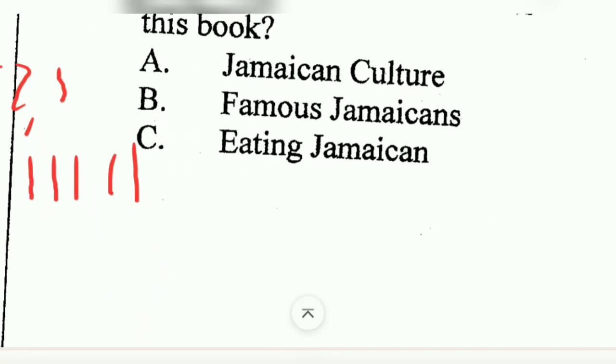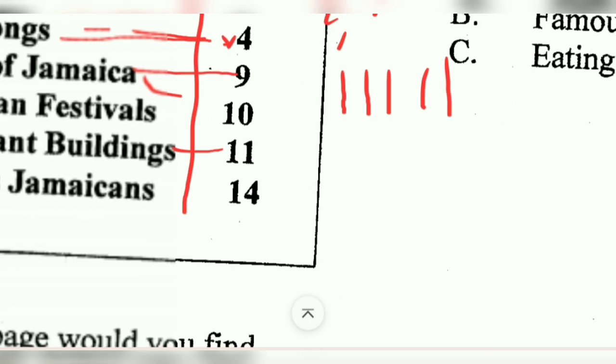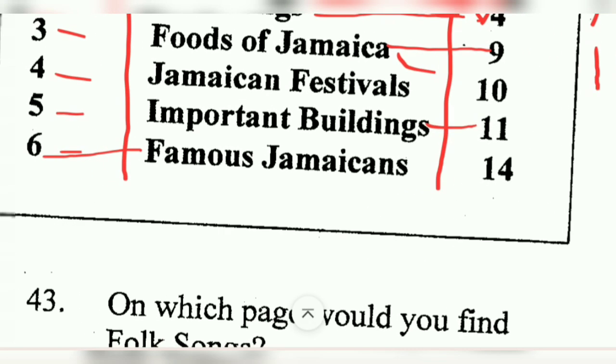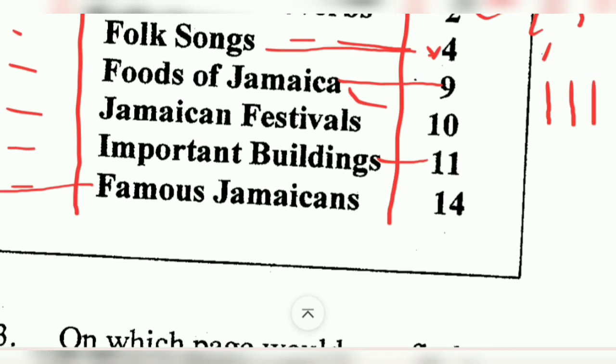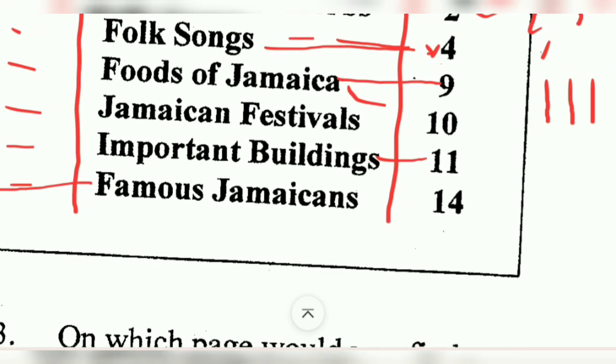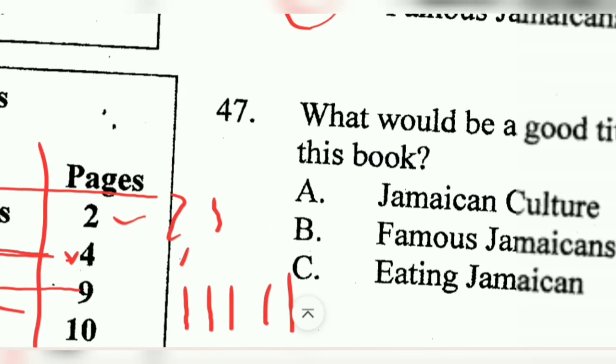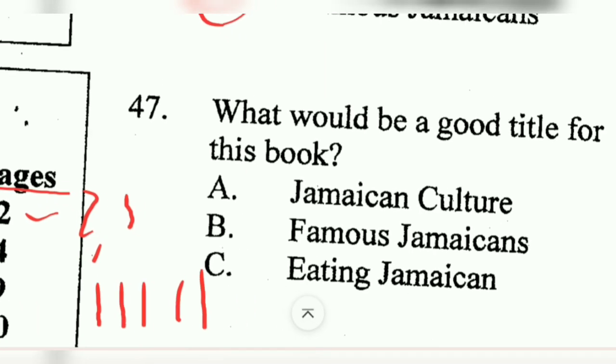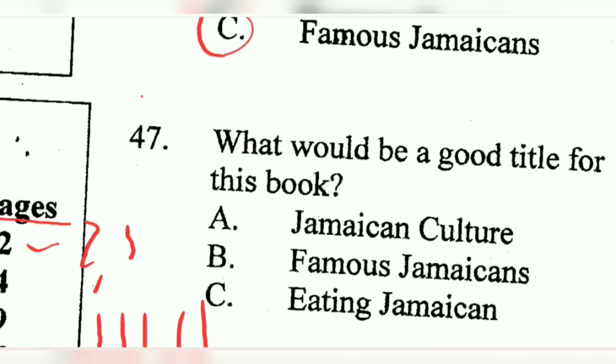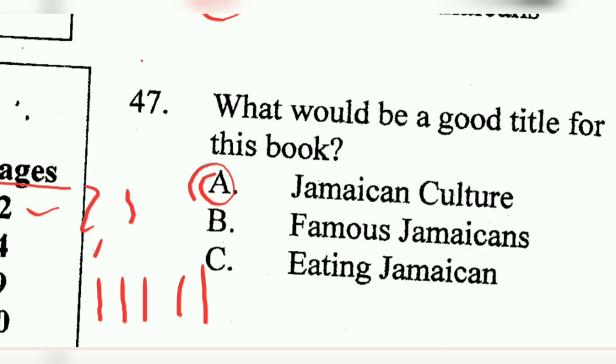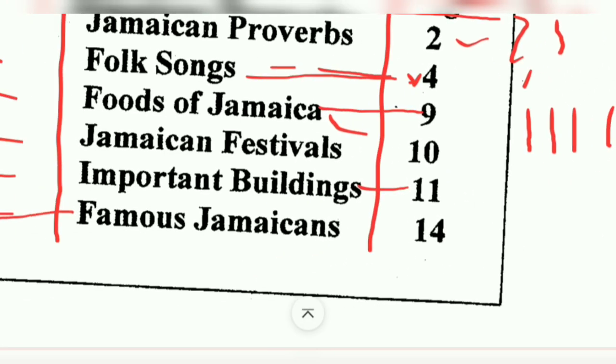A says Jamaican culture, B says famous Jamaicans, C says eating Jamaican. But for famous Jamaicans, that would mean only one chapter the book needs, and it's chapter 6. And if it's eating Jamaican food, then we only need chapter 3. So the most relevant or suitable answer is A, Jamaican culture, which takes in all the chapters.